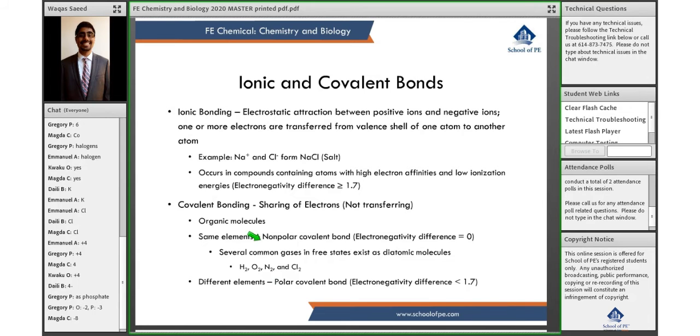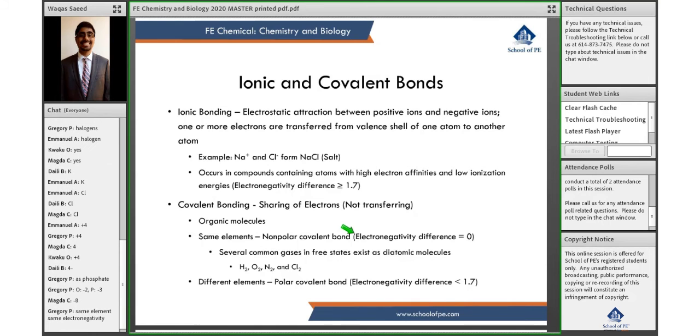The major difference you need to know is that nonpolar covalent bonds are almost always bonding between the same elements. So several common gases like hydrogen gas, oxygen, nitrogen, chlorine gas, they have nonpolar covalent bonds because there's bonds between the same elements. Now, why is the electronegativity difference equal to 0 for a nonpolar covalent bond? What's the obvious reason? Yeah, so same element, same electronegativity. So it's always going to be equal to 0. There's no difference between the values.